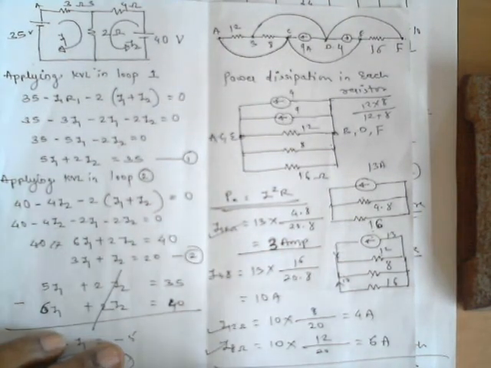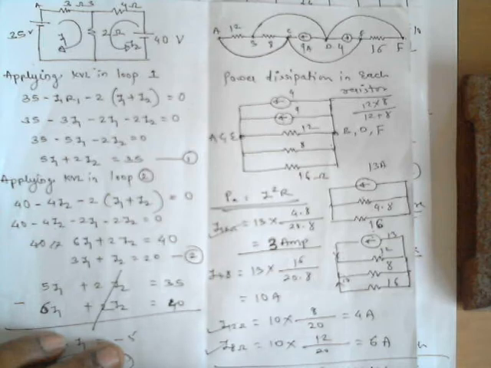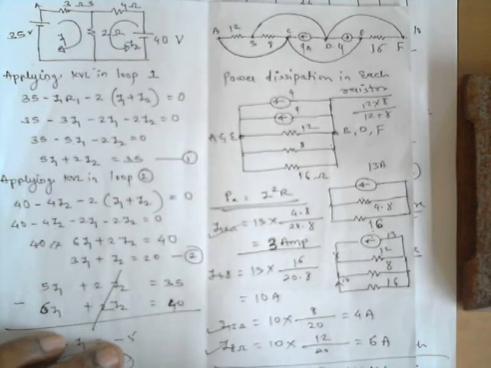Now power in each is I squared R. Power in 16 ohm is I, which is 3, squared into R, that is 16. So 144 watt. Similarly, power in 8 ohm is current 6 squared into 8, so it becomes 288 watt.